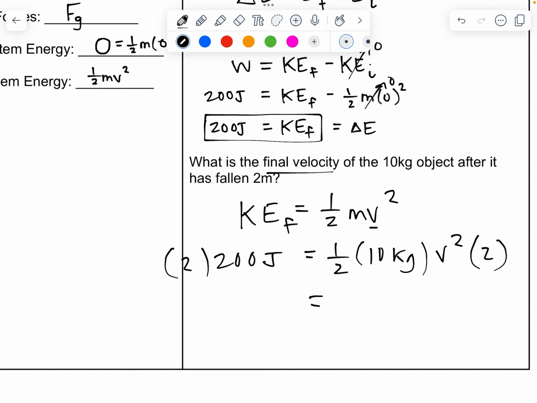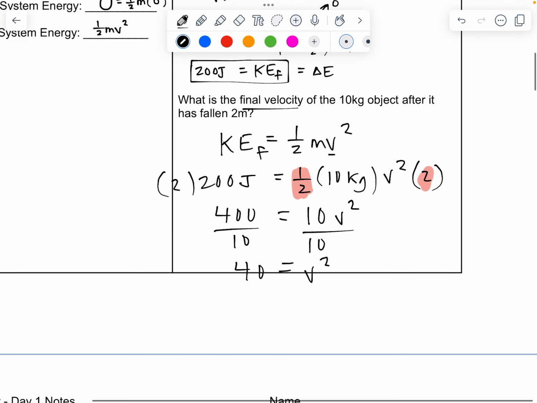because 2 times 1/2 is equal to 1. That's why I chose the 2, because it's the reciprocal of 1/2. So I end up with 10 v squared equals 400. Then I divide each side by 10, and I get v squared equals 40. Then I take the square root of each side to get v equals the square root of 40.